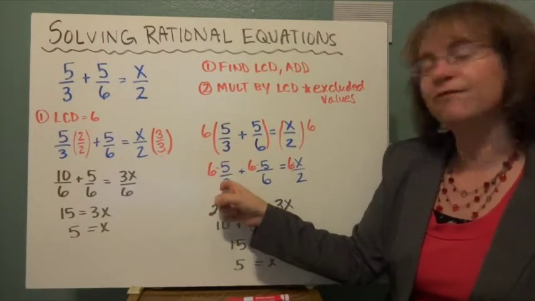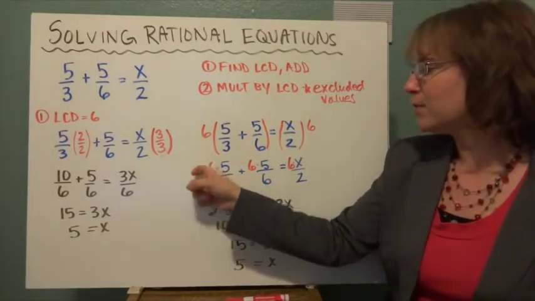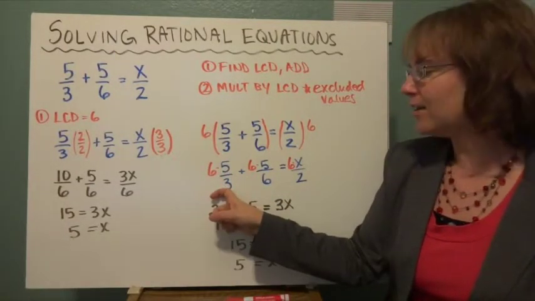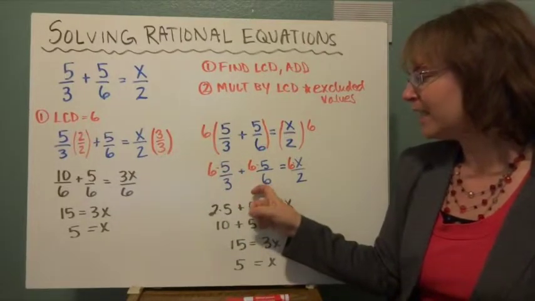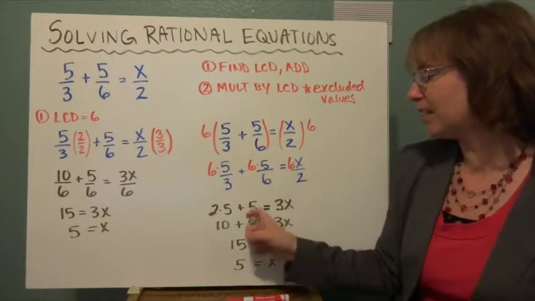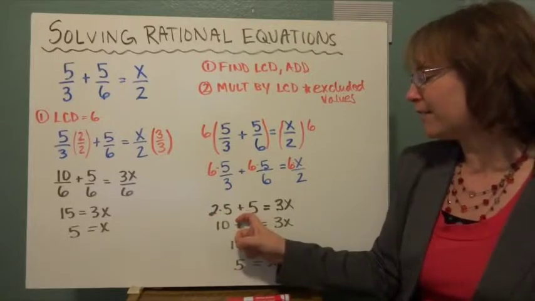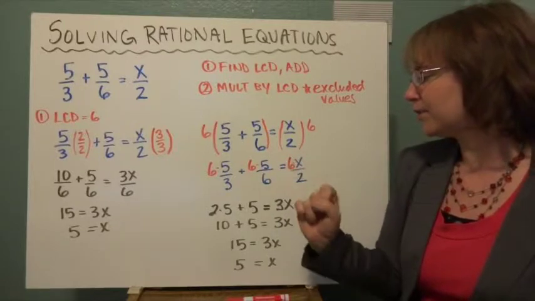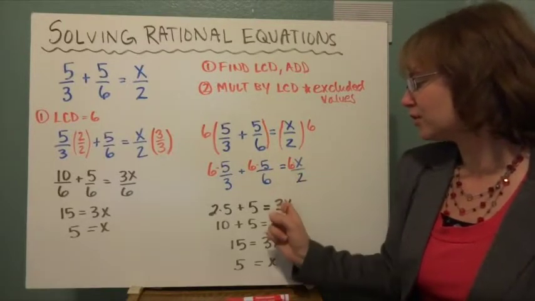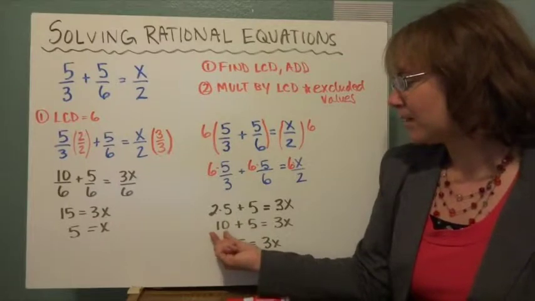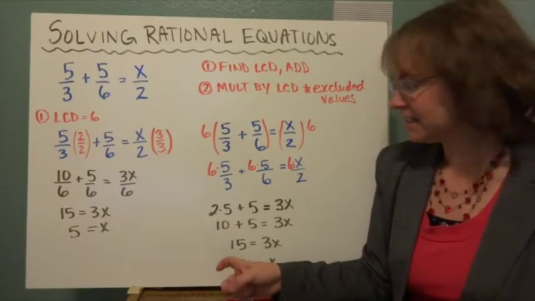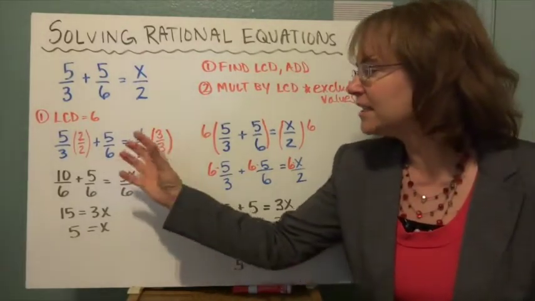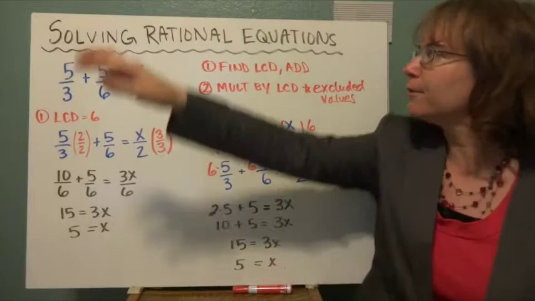So here I can find some 1's. 3 over 3 is 1 with a 2 left over, so I just have 2 times 5. My denominator has become a 1. Here, this 6 over 6 becomes a 1 and I just have 5. So 2 times 5 plus 5 is equal to, multiplying here, I have a 2 over 2 with a 3 left over, 3 for a factor, so just 3x. So then I can go ahead and multiply. 10 plus 5 equals 3x, 15 equals 3x, and 5 is equal to x. So it's essentially the same thing, it's just a little bit of a different procedure.